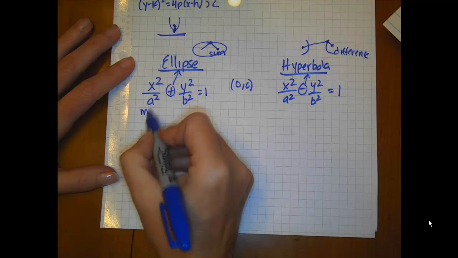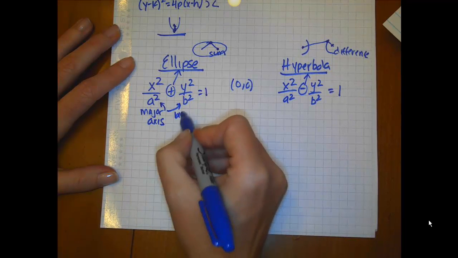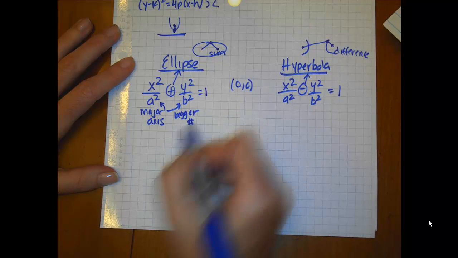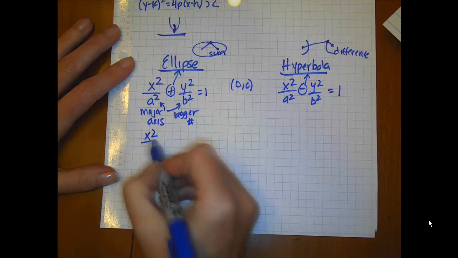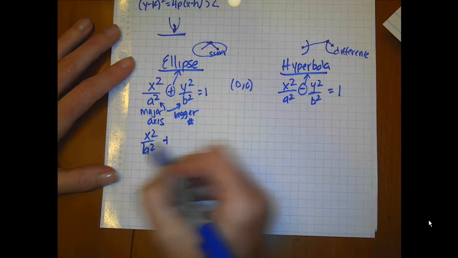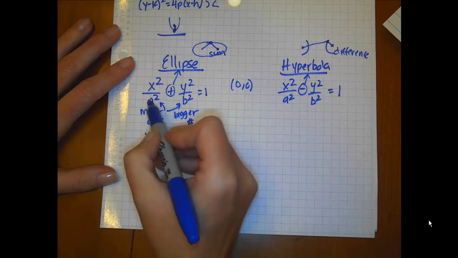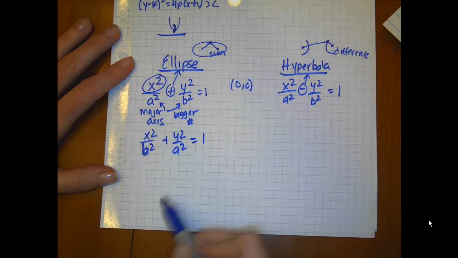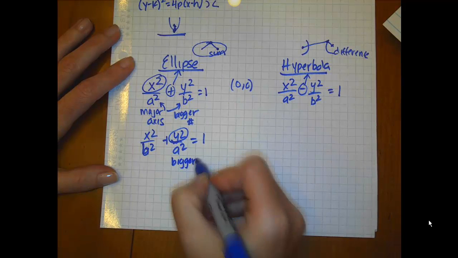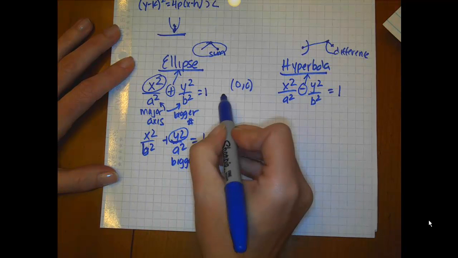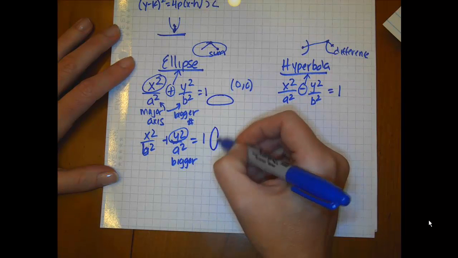Next, the major axis is always the bigger number. So when you are talking about the equation of an ellipse, you could have x squared over a squared plus y squared over b squared equals 1, or x squared over b squared plus y squared over a squared equals 1. So in this case, the x is the major axis, and in this case, the y would be the major axis, because the major axis is always the bigger number. So this means the ellipse would be wider than it is tall. This means it would be taller than it is wide.